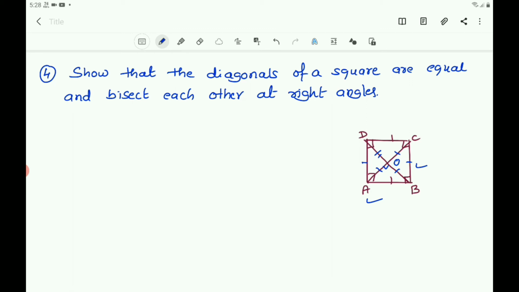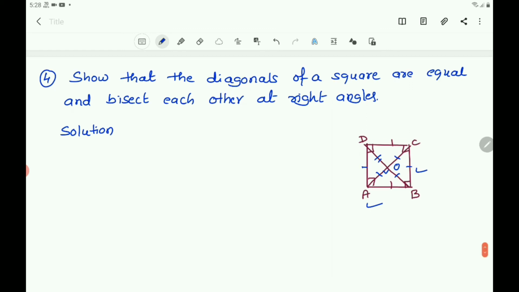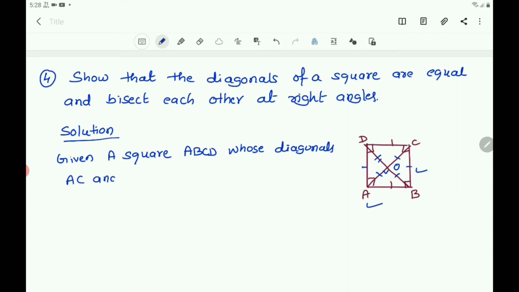So first you write what is given here, write the solution. Given a square ABCD whose diagonals AC and BD intersect at O. Here ABCD is a square, AC and BD are its diagonals, they intersect at O. Next, what you have to prove? We have to prove that diagonals are equal and they bisect each other, right?